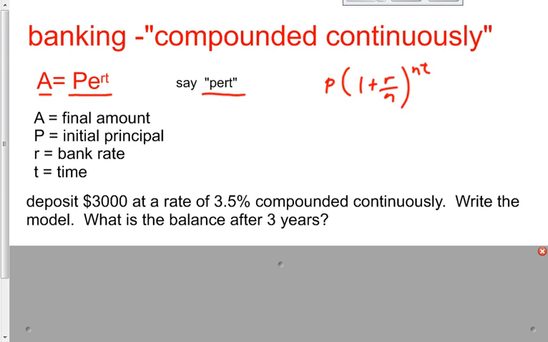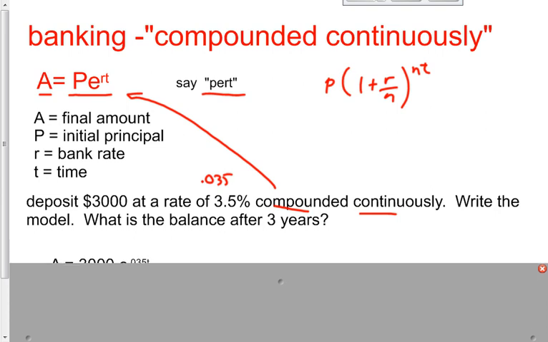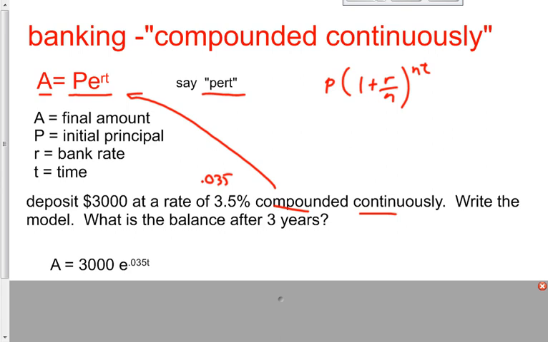We're going to deposit $3,000 at a rate of 3.5% compounded continuously. So here's that phrase, when you see compounded continuously, we know we need to use this formula right here. 3.5%, remember always, always move your decimal point 2 spots, 0.035, that's the value we're going to be putting in for r. First one here says to write the model. Remember, when you write the model, you're not solving, you're just writing what it's going to look like when you plug in the values. A equals 3,000 times e raised to the 0.035t, so that'll be the answer to the first part. And then what's the balance after 3 years?